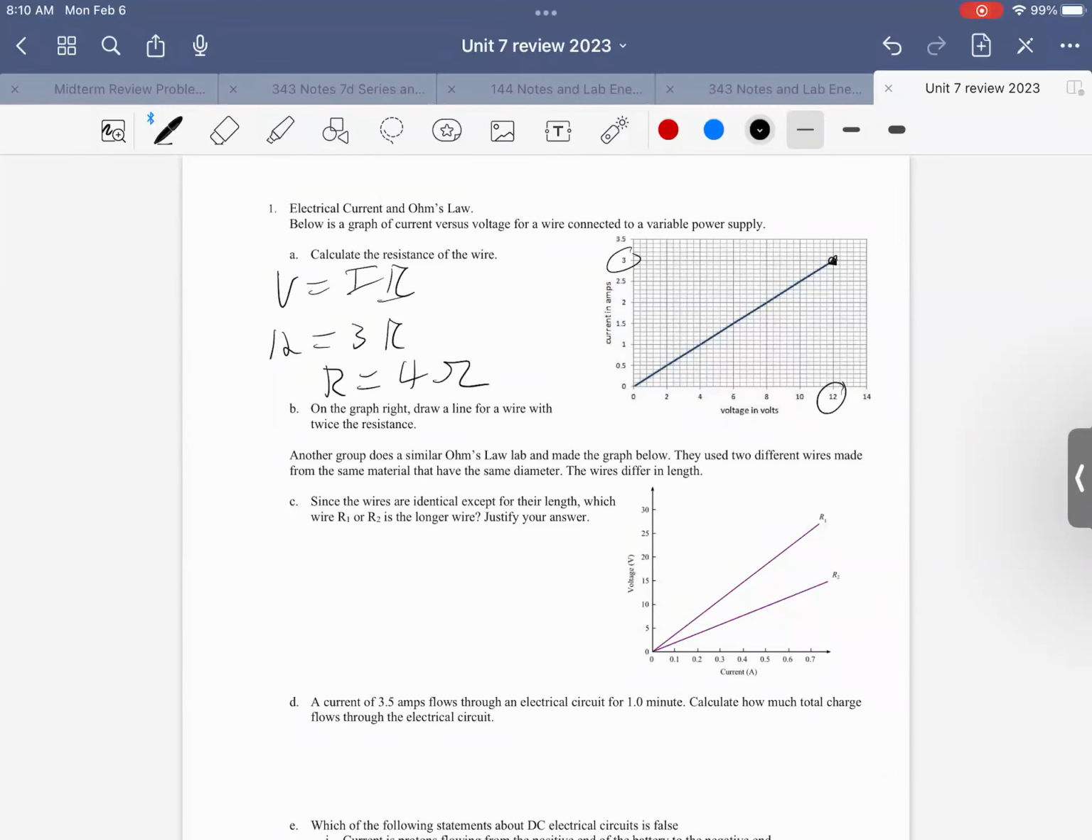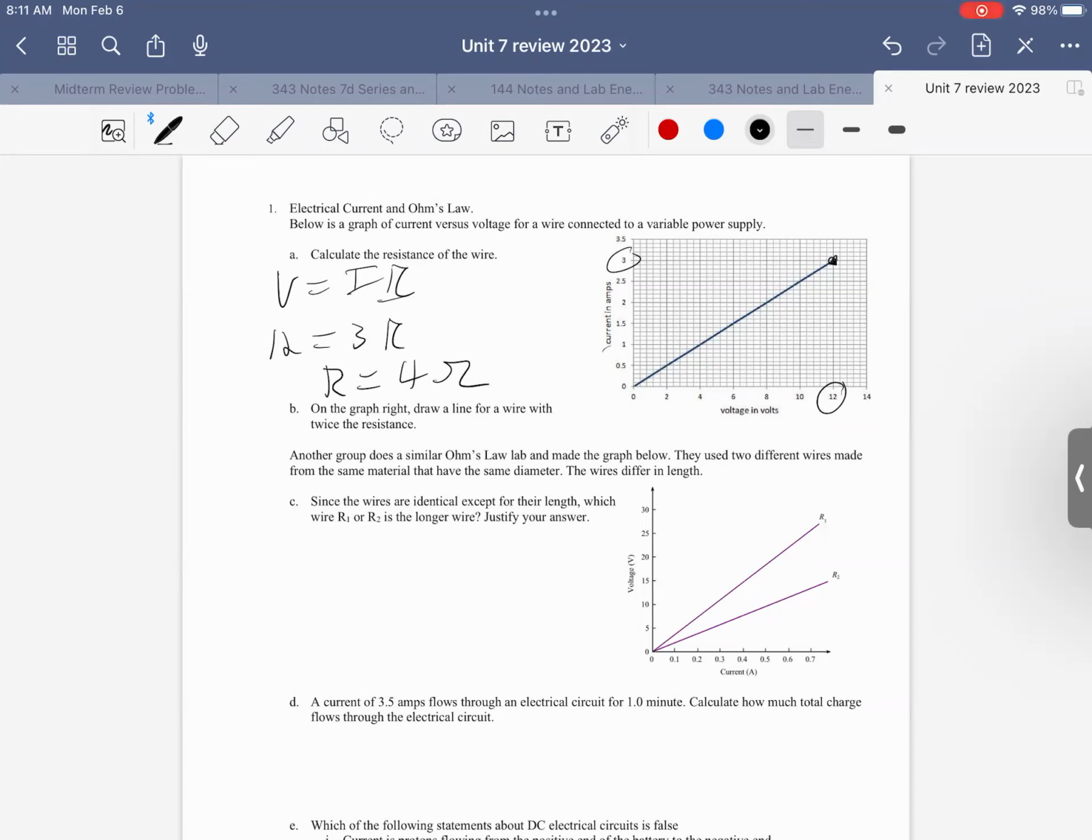All right, and so then on the graph, draw a line for a wire with twice the resistance. Well, so you got to think about this. So sometimes it's steeper, sometimes it's less. It depends on what is on each axis. In this case, it's voltage and current here. And so the line is going to be less. It's going to take more volts to get a given current. So it's going to be down below it.